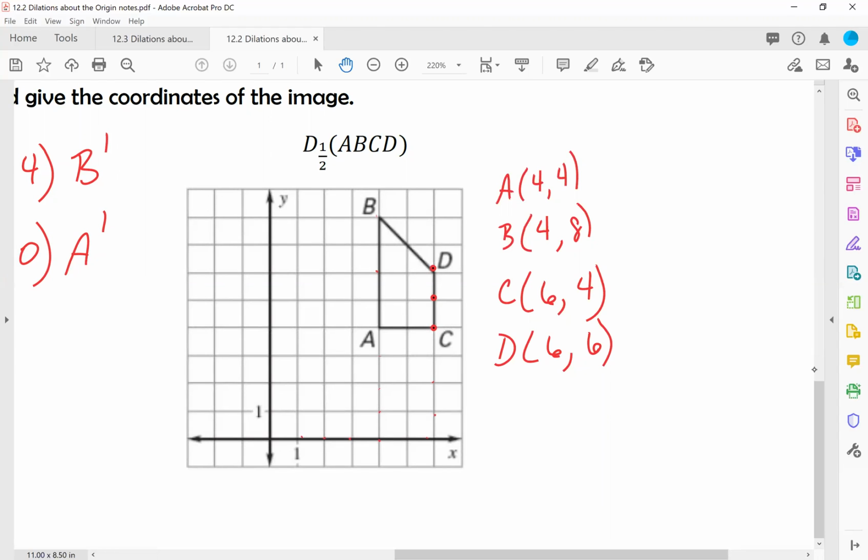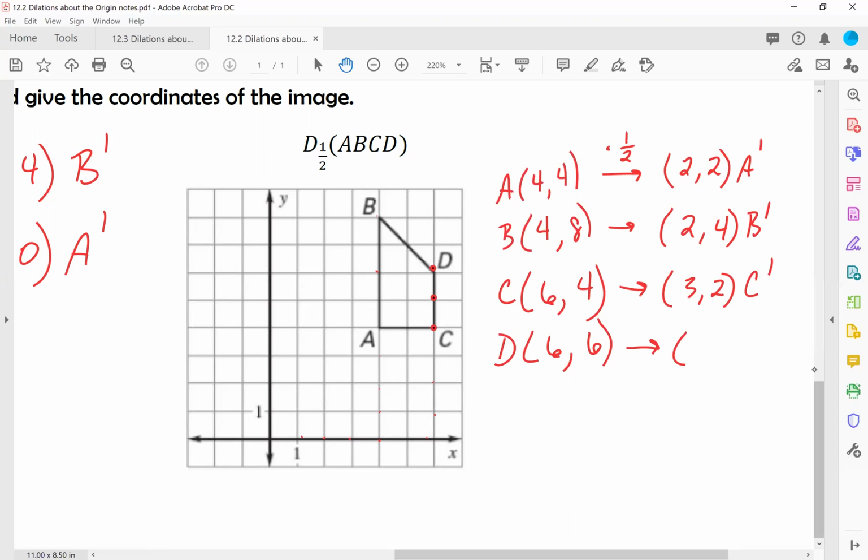And now our scale factor is 1/2. So we're going to multiply everything by 1/2 or divide it by 2. So A prime would be 2, 2. B prime would be 2, 4. C prime would be 3, 2. And D prime would be 3, 3.